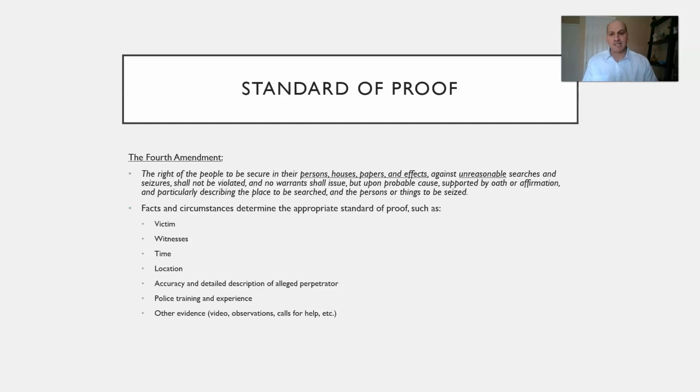Okay, so accuracy and detailed description of the alleged perpetrator, too. So when the victim gives information about who victimized them, that's also important. What they were wearing, what they looked like, their race, their ethnicity, their background, their height, their gender.